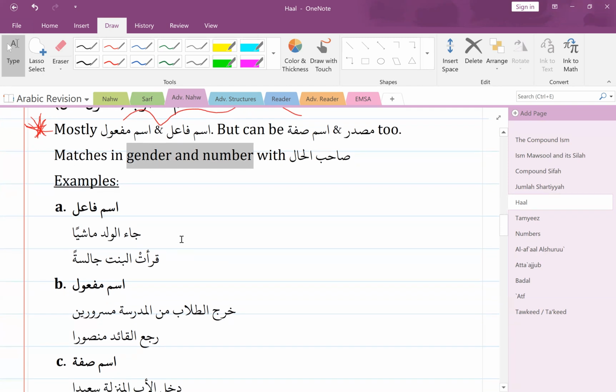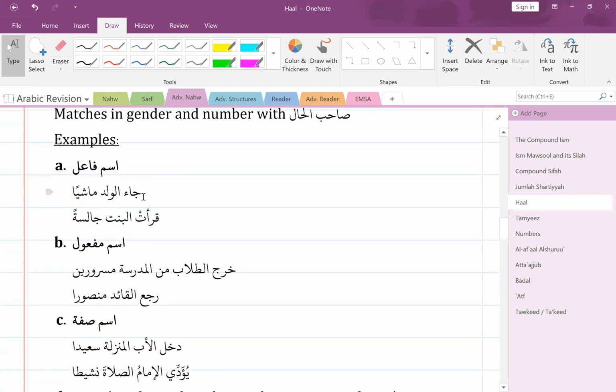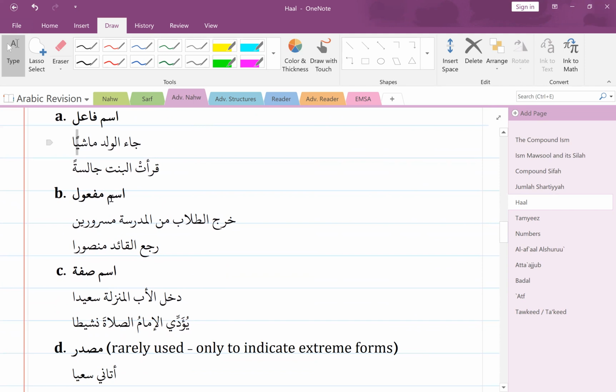Or جاء الولدان ماشيان, or جاءوا ماشون. Sorry, ماشين, ماشيين, جالستين, because it has to be nasab. So you have to make sure that you conjugate properly. I'm making mistakes. I didn't nap today, so my brain is not as it should be, but yeah, alhamdulillah. But you get the point. You have to conjugate, make sure it's in the nasab status, and you match the number and the gender. Okay, so that's isim fa'il. We know what an isim fa'il is. Fa'ilun, it matches with that.